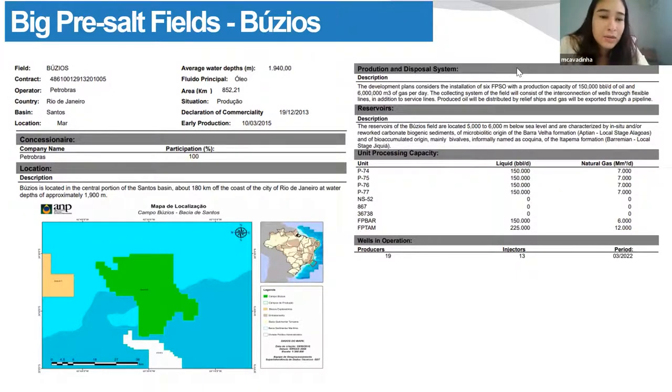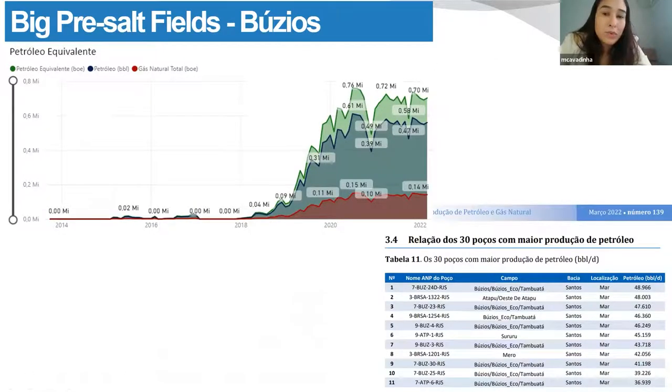Then I can also send the details about the percentage. This field is located about 150 kilometers from the coast of Rio de Janeiro and in around 2,000 meters of water depth. Nowadays we have four production units, all of them around 150,000 barrels per day, but we have plans for others considering this new contract that I mentioned. So we are still studying the new development plan in order to approve the new FPSOs for the area. And nowadays we have 14 producers and 13 injection wells, also injecting water and gas alternately.